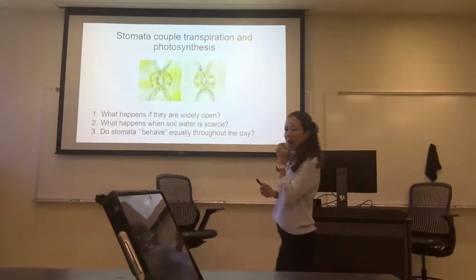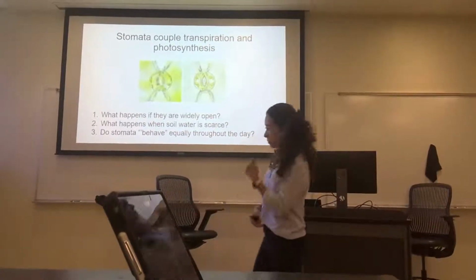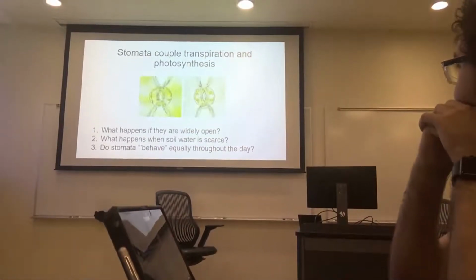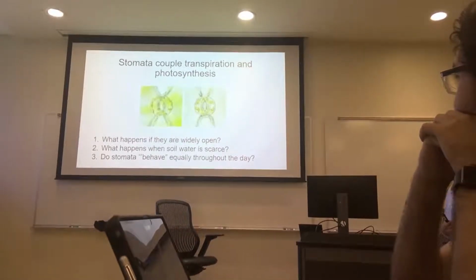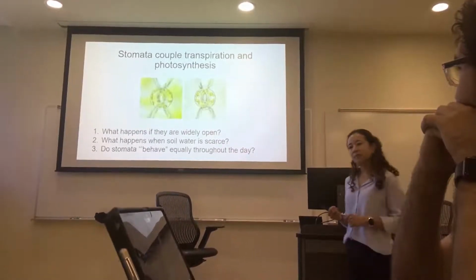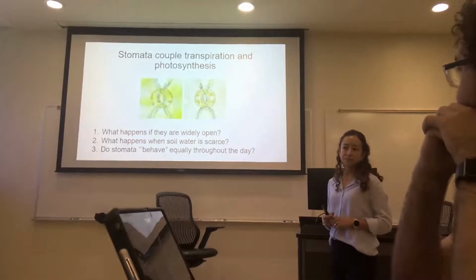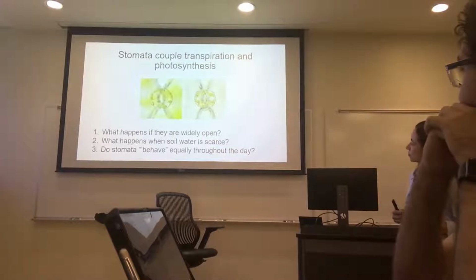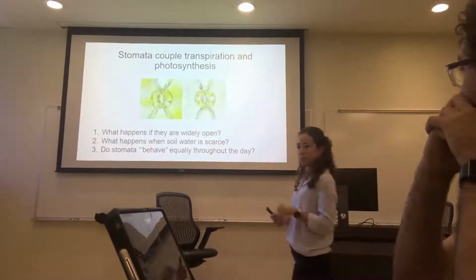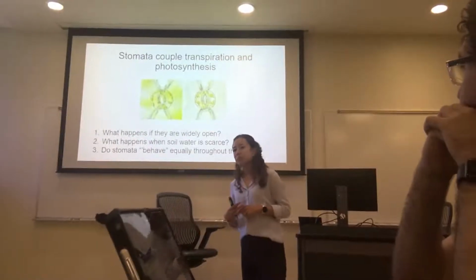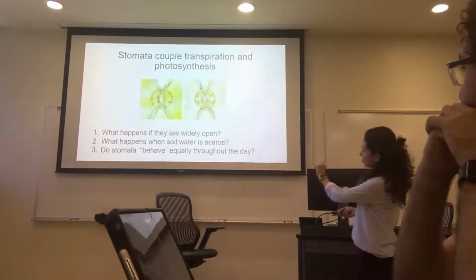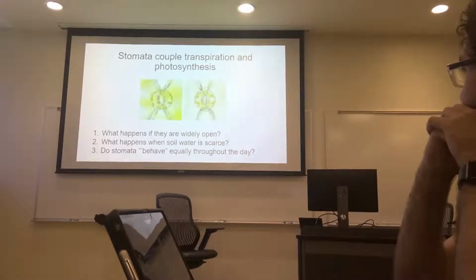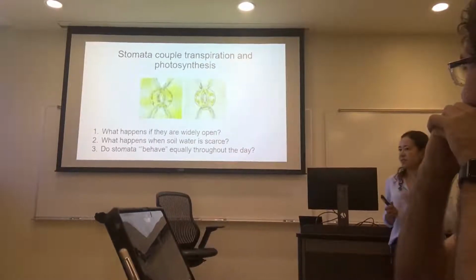Yes. If they're open widely, then they're going to be releasing more water, also taking in more CO2, which is necessary for photosynthesis. And then if soil water is scarce, that wouldn't really affect the opening of the stomata because they'd still be hit by the sun, unless the plant is out of water, basically there wouldn't be any water for transpiration. So just to clarify that, how do stomata behave when the soil water is scarce?